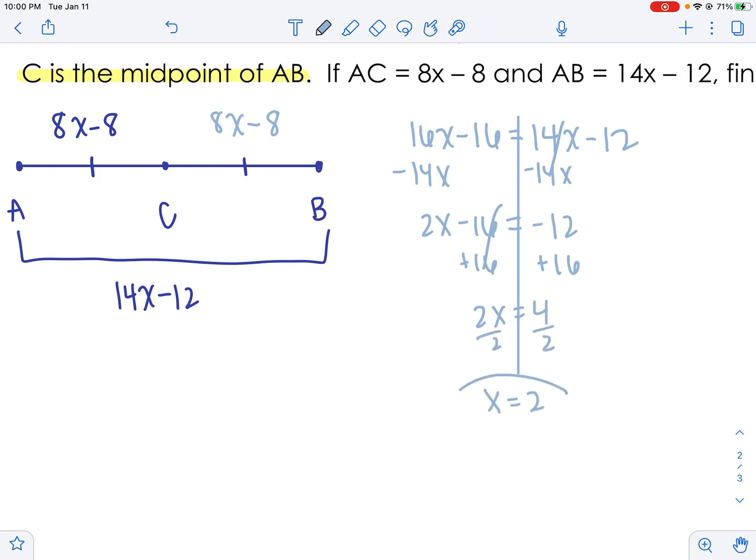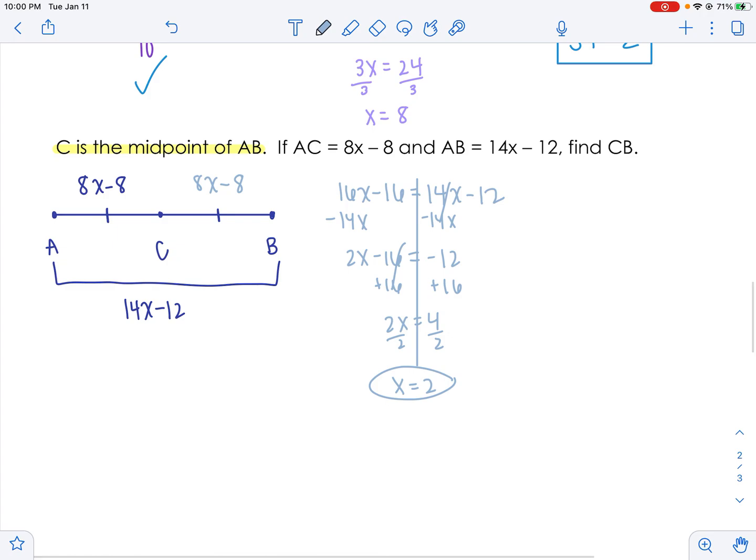These algebra skills are super important in geometry because if you can't solve for x, you're going to have trouble in the problem. Now, we might think that we're done, but it's super important. Go back and read. It didn't want x, it wanted CB. So go plug it in. What's 8 times 2 minus 8? Well, 8 times 2 is 16. What's 16 minus 8? 8. And you could plug it into the other values to see if it works, and it does. So CB equals 8.